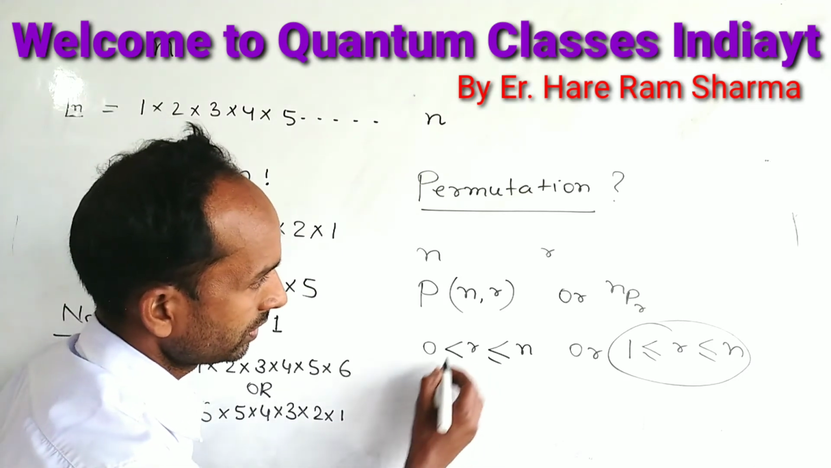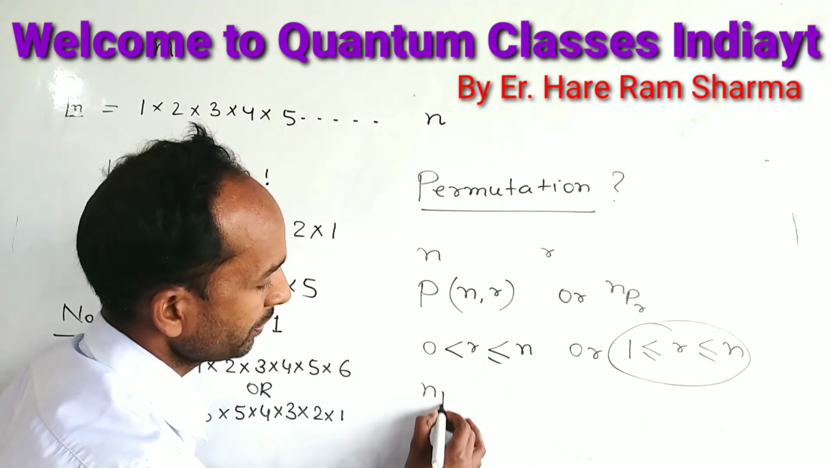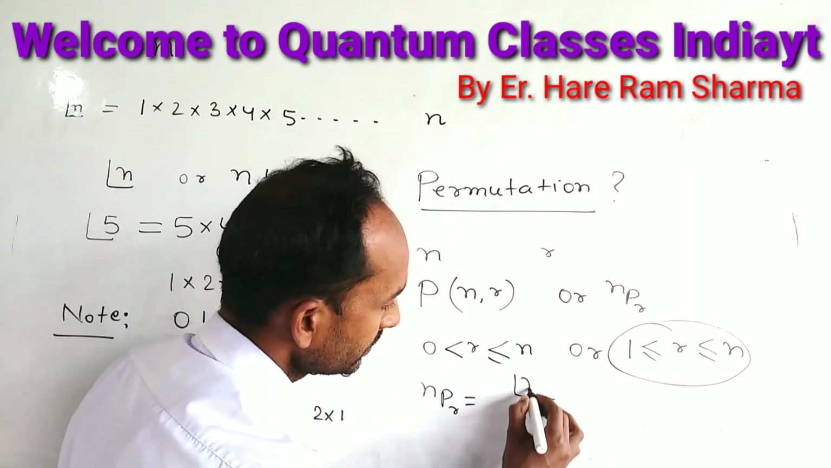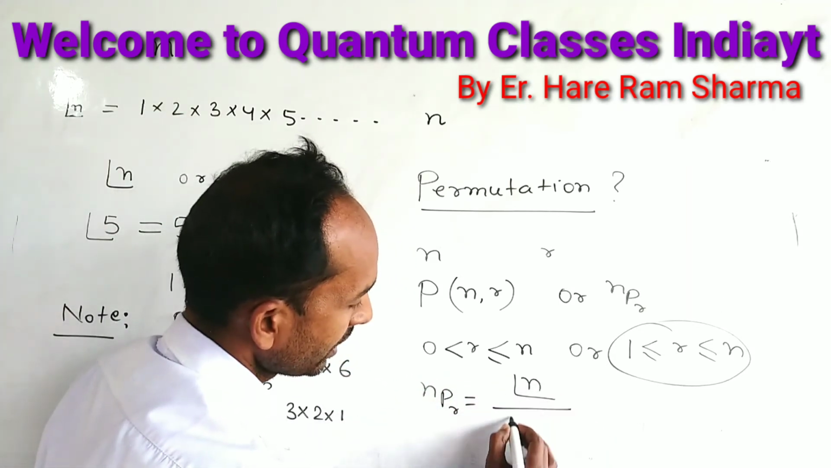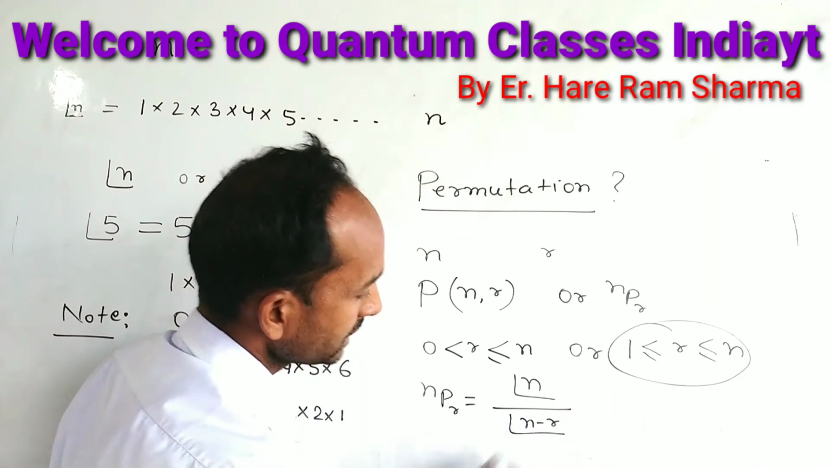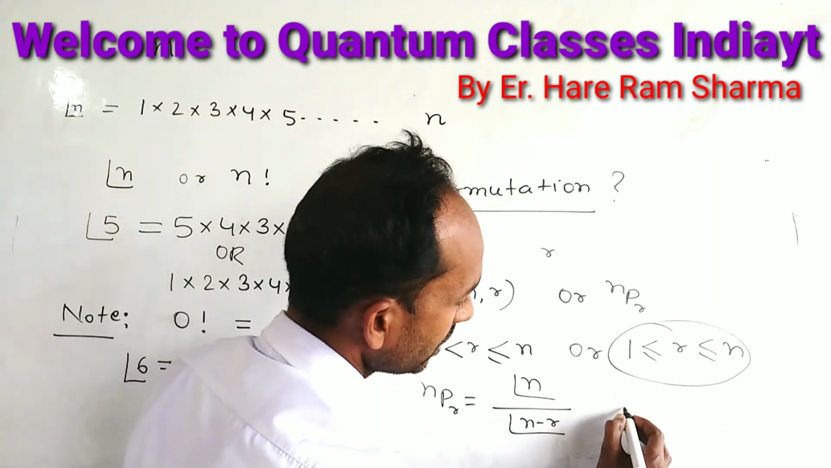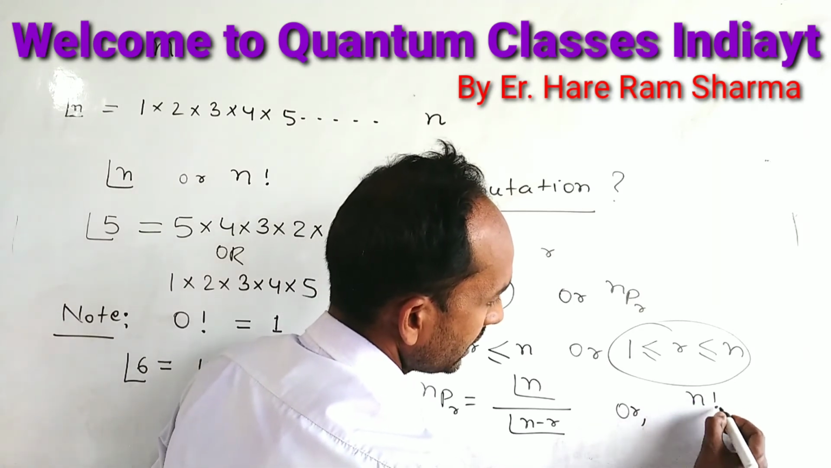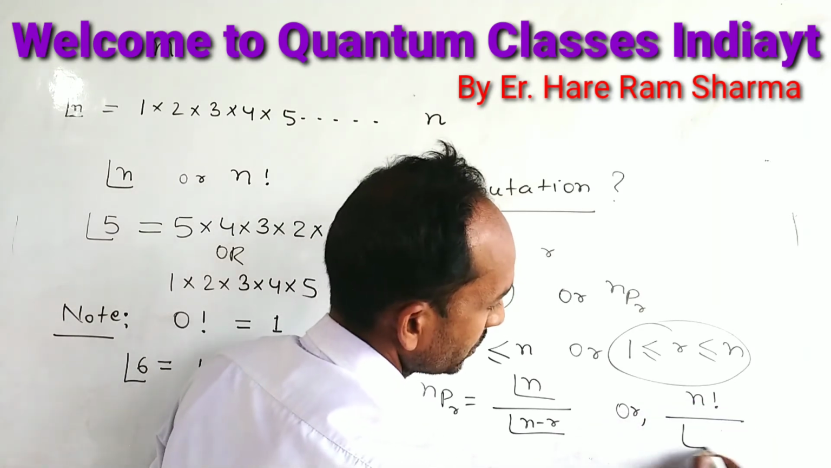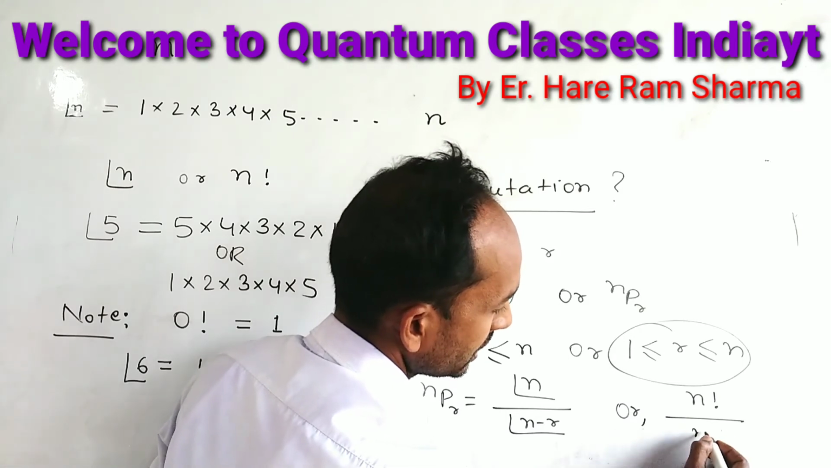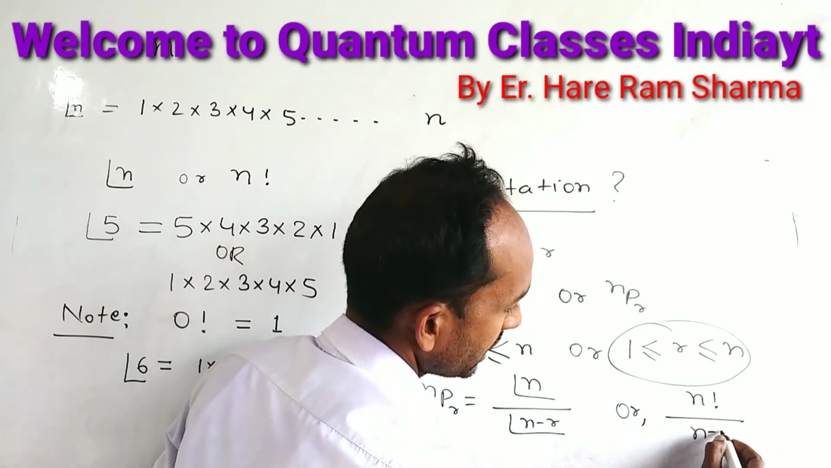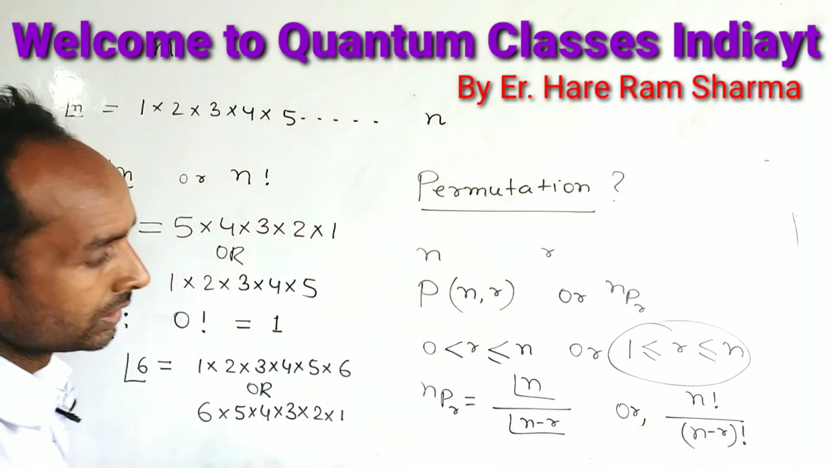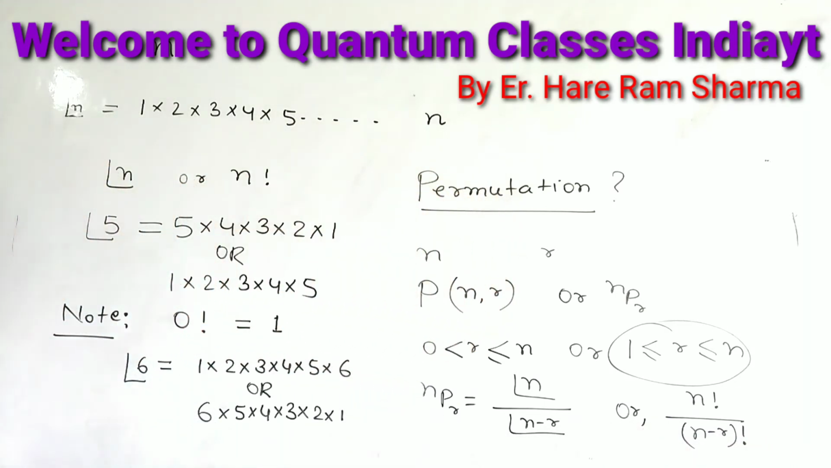Now the value of nPr is equal to factorial n divided by factorial n minus r, or it is also written like this: factorial n over factorial n minus r. This is the value of nPr.